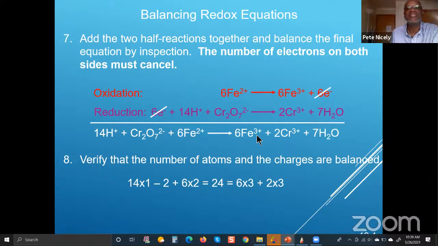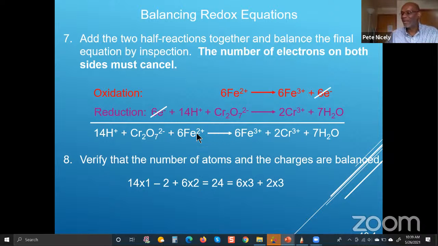6 times 3, 18. 18 plus 2 times 3, 6. That gives you 24. So therefore, the charges are balanced. And therefore, you can be confident that this is indeed the correct answer. All right? Okay, any questions about this particular example?